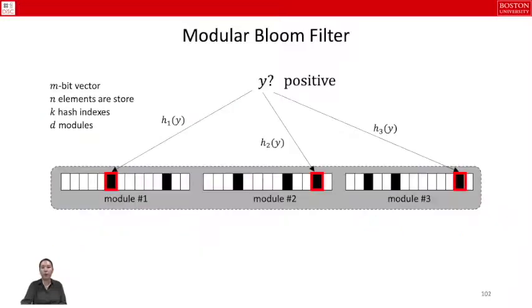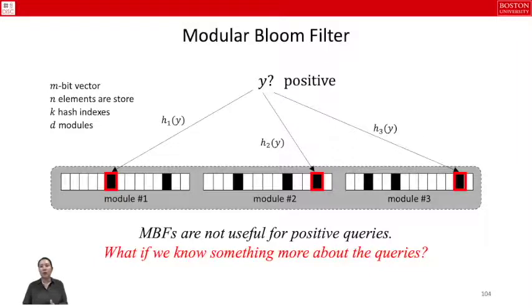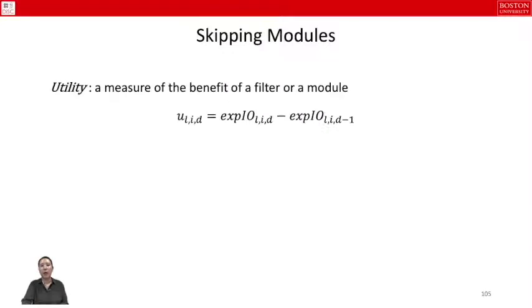Let's move back to the positive case. The modular Bloom filter can reduce the average space requirement for empty lookups, but still we need to access all modules for positive cases. What if we know something more about the queries? Here we propose skipping modules when there is no benefit.